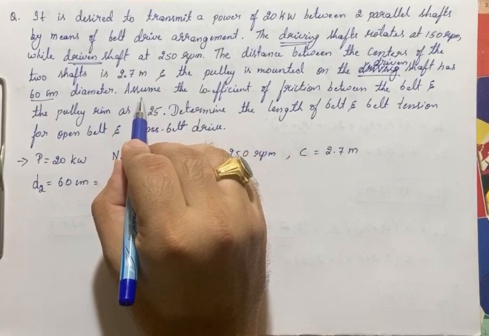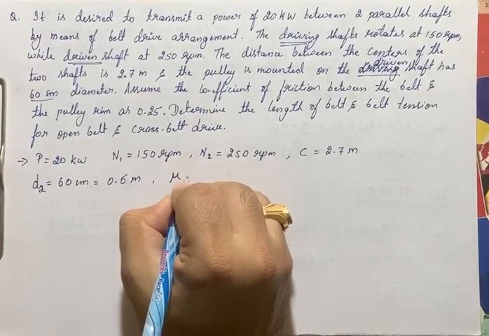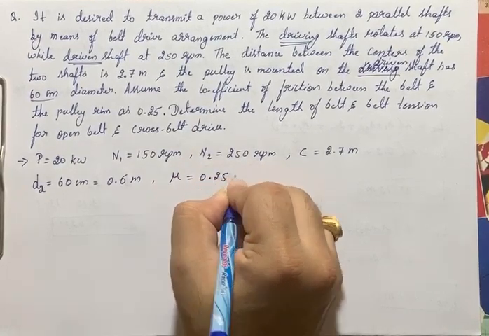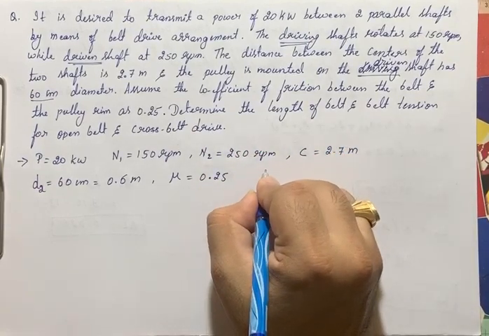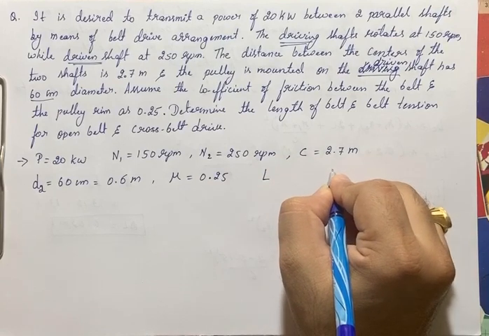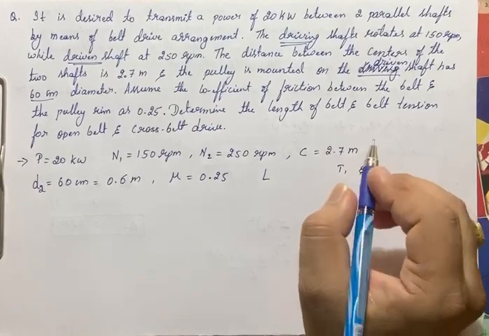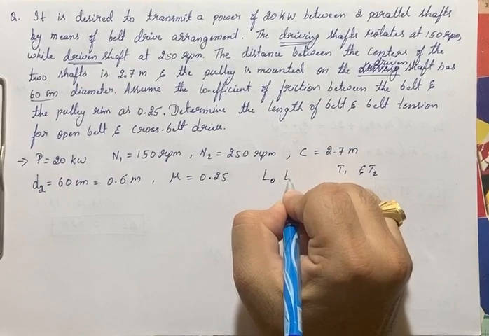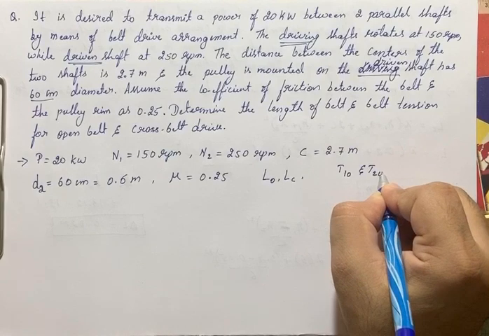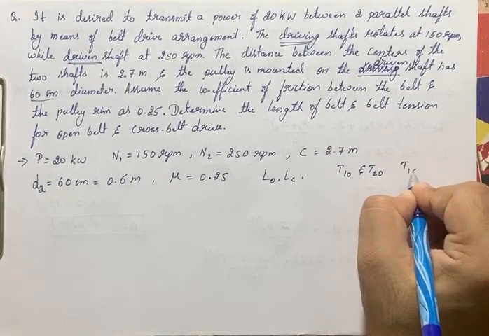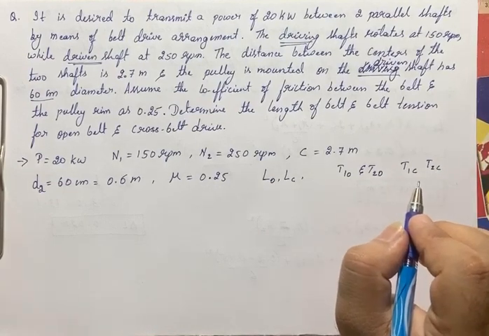After this, assume the coefficient of friction between belt and pulley as 0.25, that is, coefficient of friction mu is 0.25, and then determine the length of belt. We have to find the length of belt and belt tensions, that is T1 and T2, for the open belt drive and for the cross belt drive. LO, LC, T1 and T2 for the open belt drive, similarly T1 and T2 for the cross belt drive. These things we need to find out in this question.